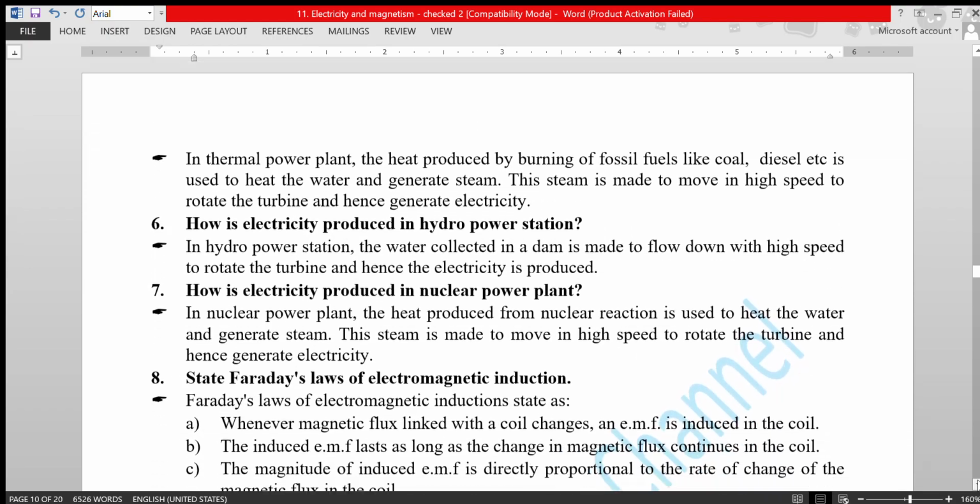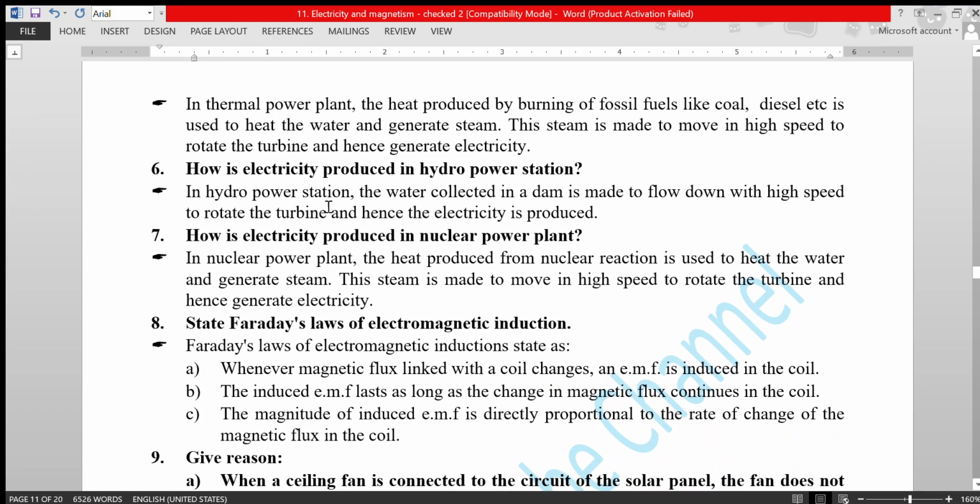How is electricity produced in a hydropower station? In a hydropower station, the water collected in a dam is made to flow down with high speed to rotate the turbine, and hence electricity is produced.